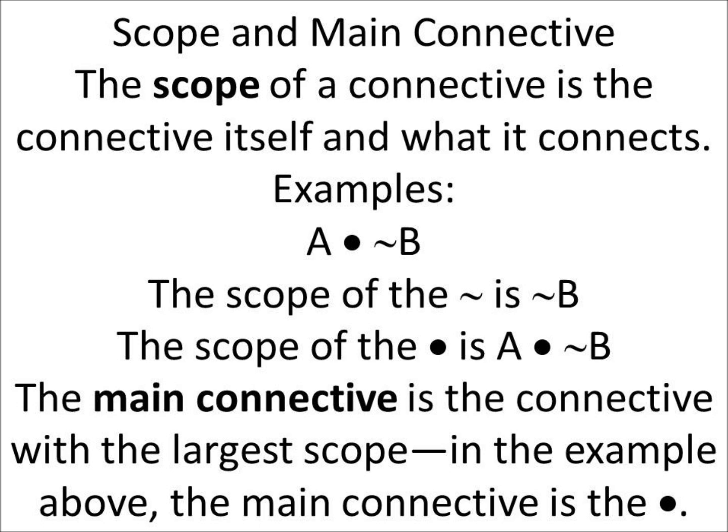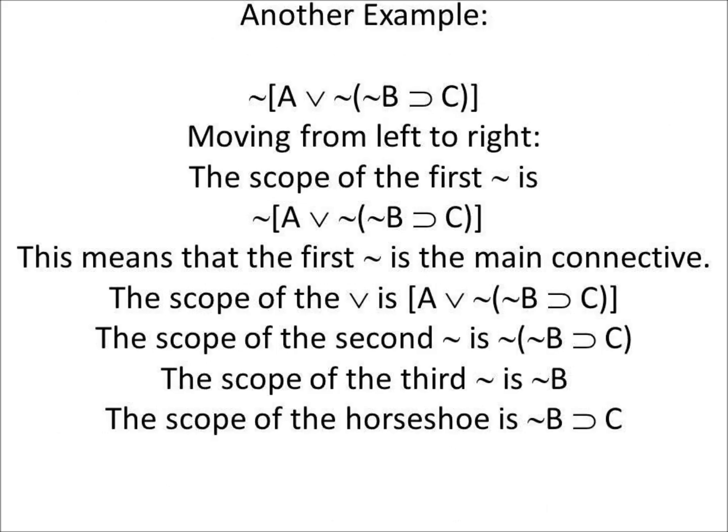Let's look at a longer example. Wiggle, brackets, A, wedge, wiggle, parentheses, wiggle B, horseshoe C, close parentheses, close brackets. Moving from left to right, the scope of the first wiggle is the whole thing. Right, it includes the wiggle outside plus what it connects. Well, it's a unary connective, right? The wiggle just negates one item, and the item is everything inside the brackets.